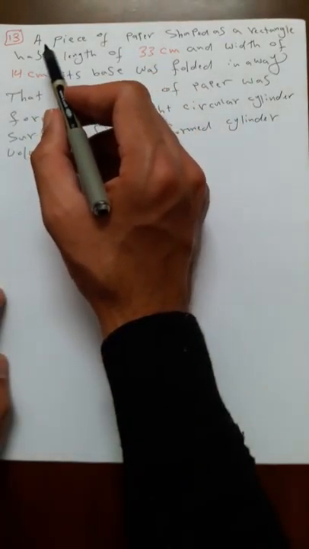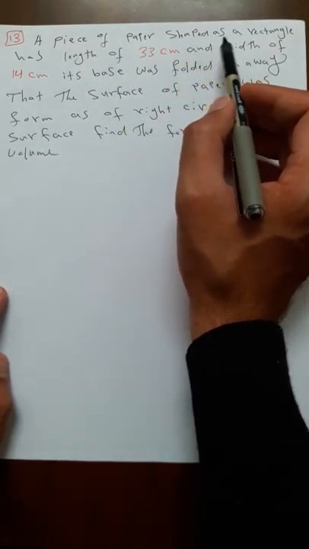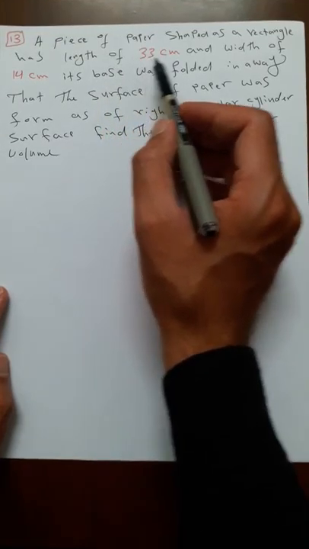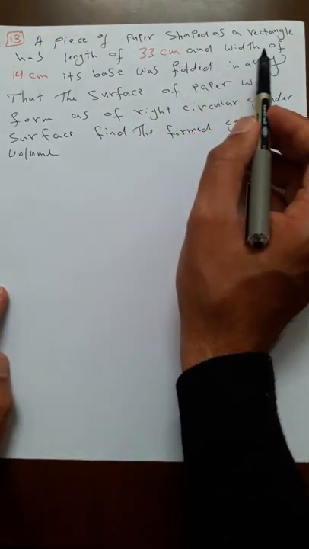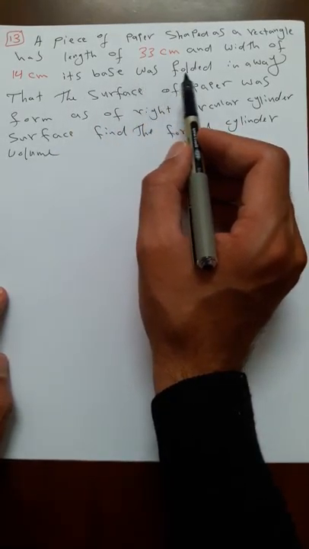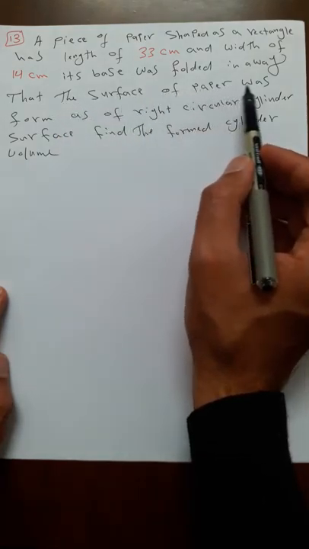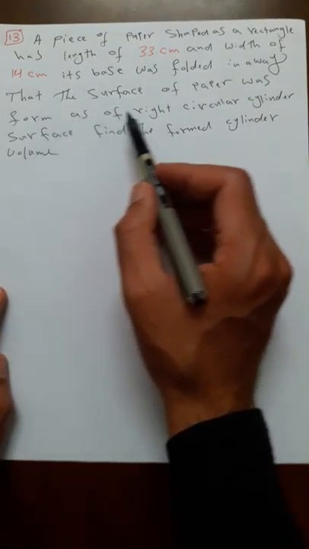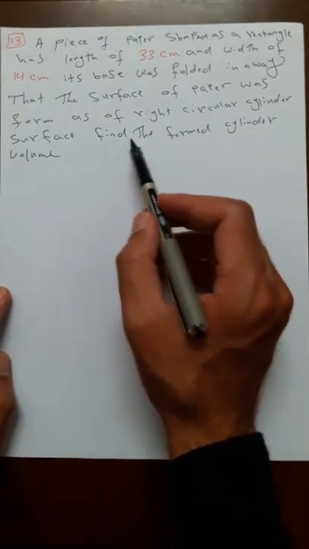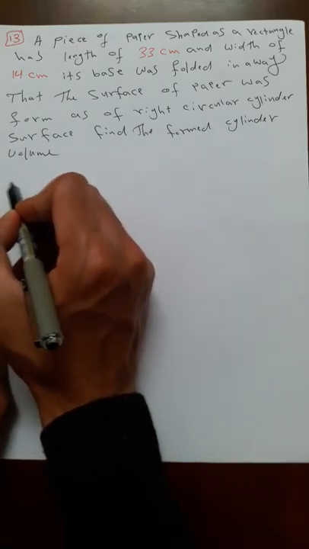Question 13. A piece of paper shaped as a rectangle has a length of 33 cm and a width of 14 cm. Its base was folded in a way that the surface of the paper was formed as a right circular cylinder surface. Find the formed cylinder volume.